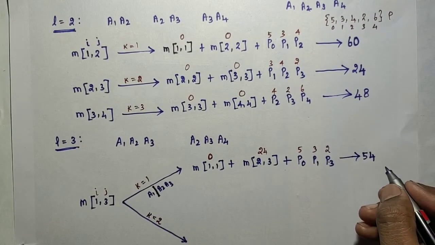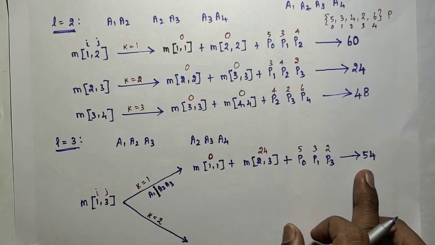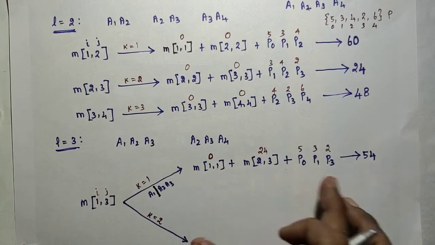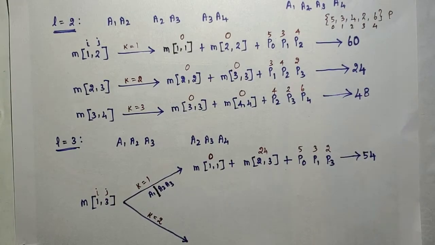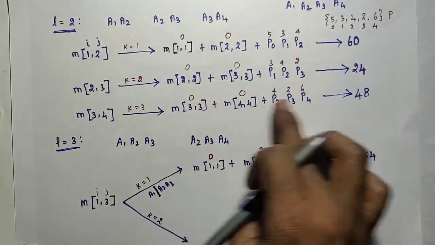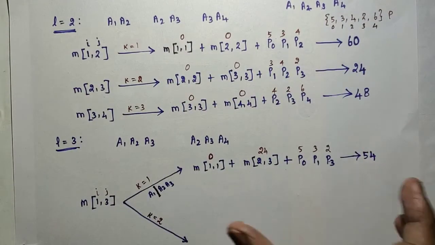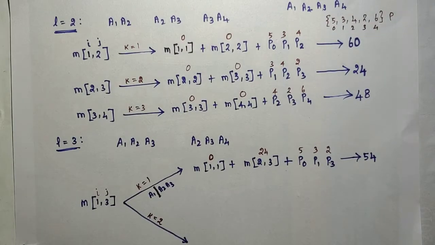We should not update immediately. The algorithm says that among these possibilities, we need to find the minimum. But in the length equal to 2 case, there is only one possibility, so we updated immediately. So now 54 is what we are getting for this combination. Similarly, we need to check the other combination.